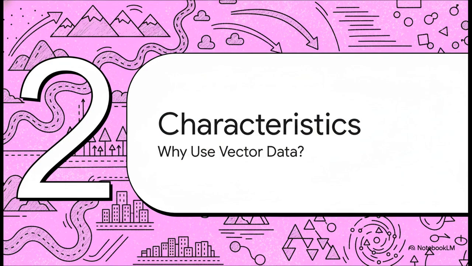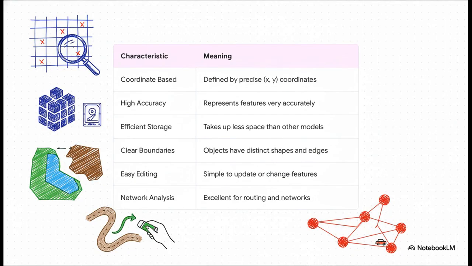So we get the what? Points, lines, polygons. But why this method? Why is it the go-to for so many of our maps? Well, that all comes down to its unique characteristics, which make it unbelievably efficient and powerful. Just take a look here. This table really lays out all the advantages.